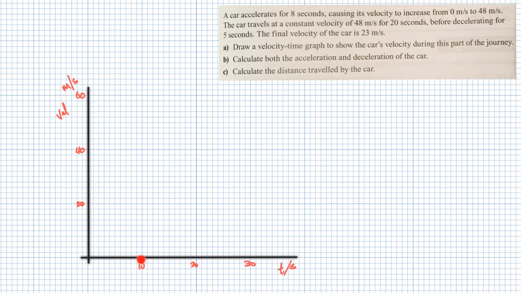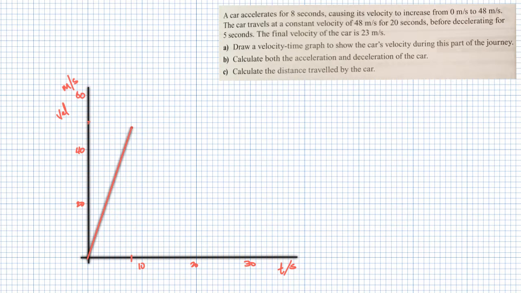So this is where my 10 is. So 8 seconds will bring me about there. And then 48. So if this is 50 here, then 48 should be matching with that 8 seconds, somewhere about there. And then all I now need to do is literally draw that acceleration. So that's the acceleration done.